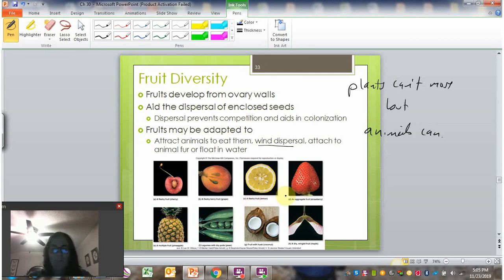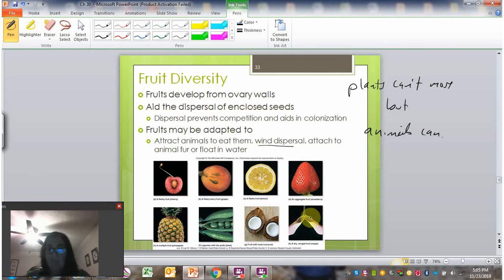So again, those are to attract animals to eat them. A coconut is interesting. A coconut has the water on the inside and this kind of open space. And the purpose of that is to actually float. So coconuts, living on an island, land in water and they float to another island. And that's how they colonize new areas.